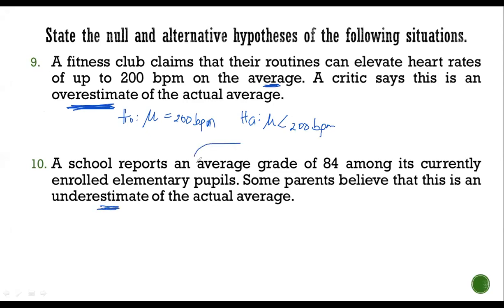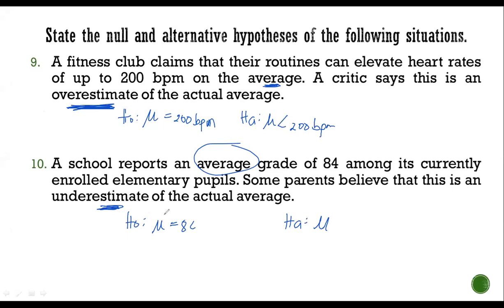Underestimate. Average. Okay. So, sulat natin, null hypothesis, mean, alternative, mean. It's 84, yung kanilang general average. Pataas na yun. Pero, underestimate daw. Masyadong mababa. Number 10 na tayo ha. Masyadong mababa yung 84. Kung masyadong mababa, anong gagawin natin?